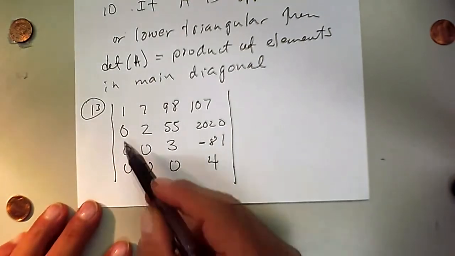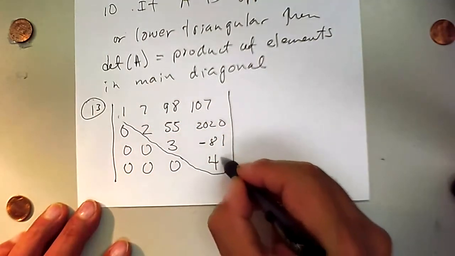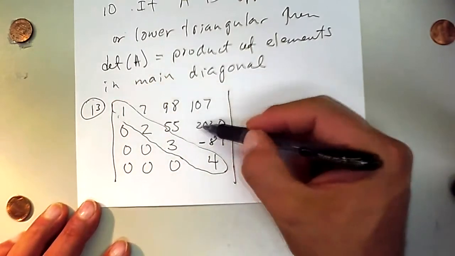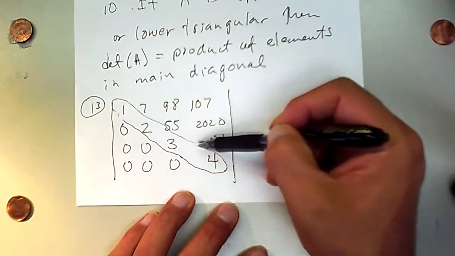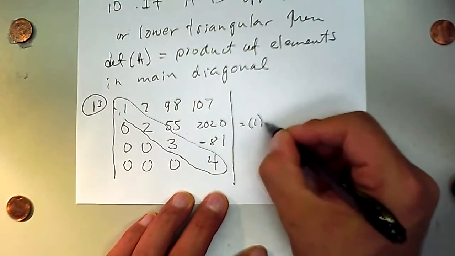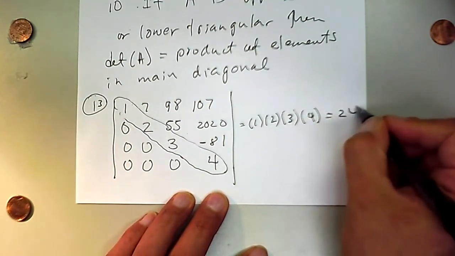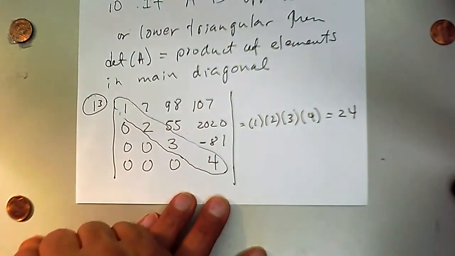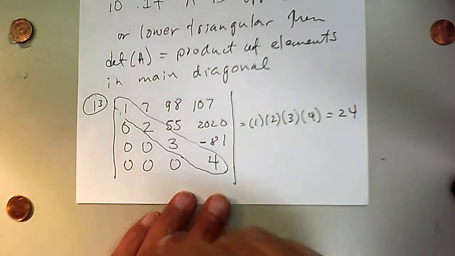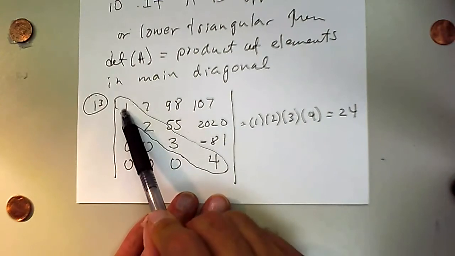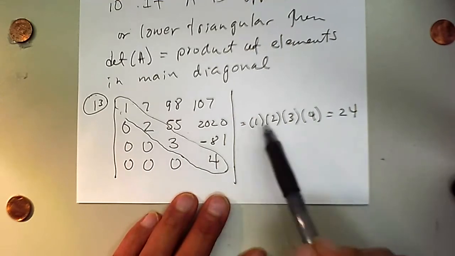It's upper triangular, which means there's tons of zeros here. This is the main diagonal. And it really doesn't matter what those numbers are. The answer is 1 times 2 times 3 times 4, 24. If you put this into the calculator, you're going to get 24. I can guarantee you. Why? So we multiply one element from this row and this column. So this element is one of the products we have to do.